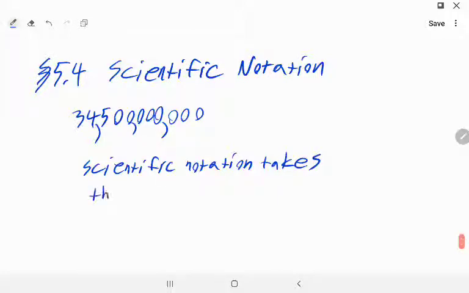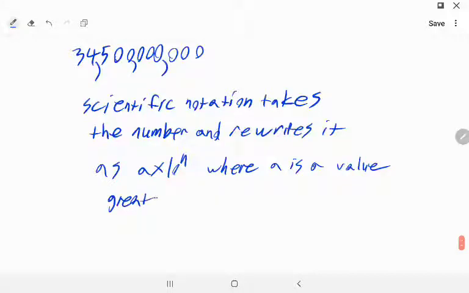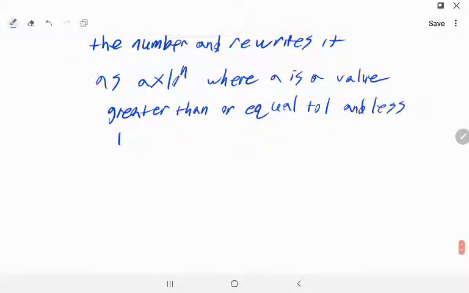Scientific notation takes the number and rewrites it as a times 10 to the nth, where a is a value greater than or equal to 1, and less than 10. So we're saying 1 less than or equal to a less than 10.